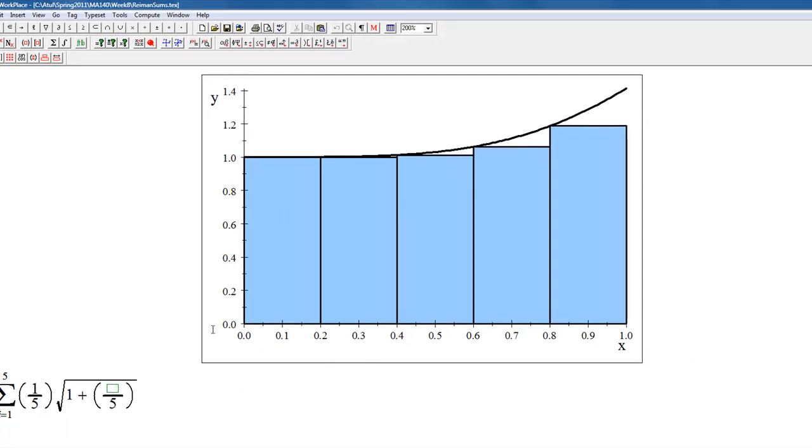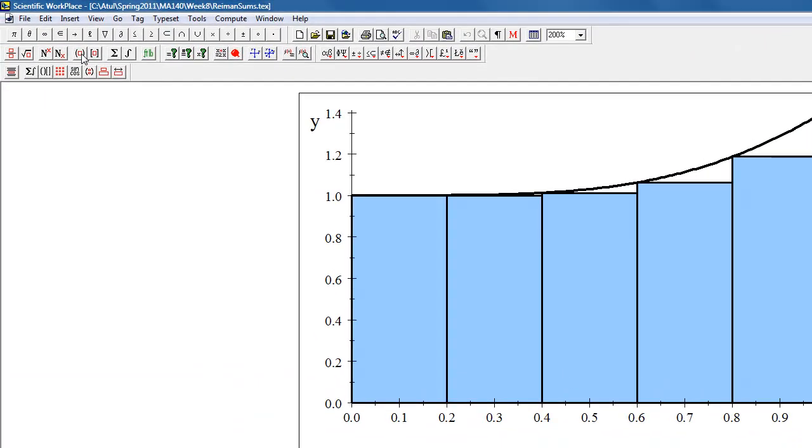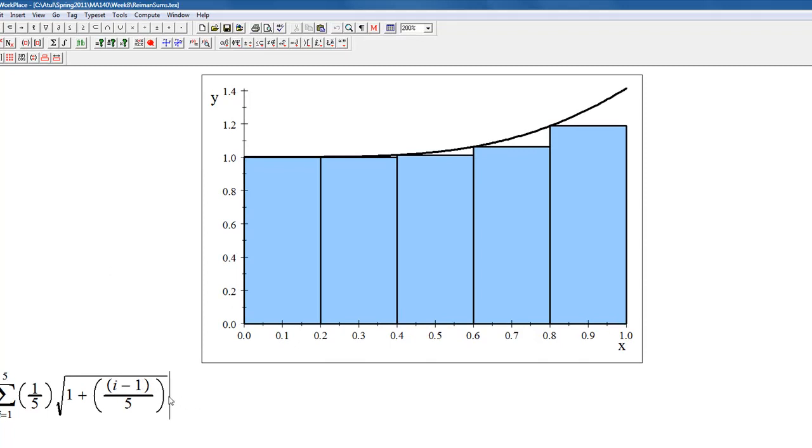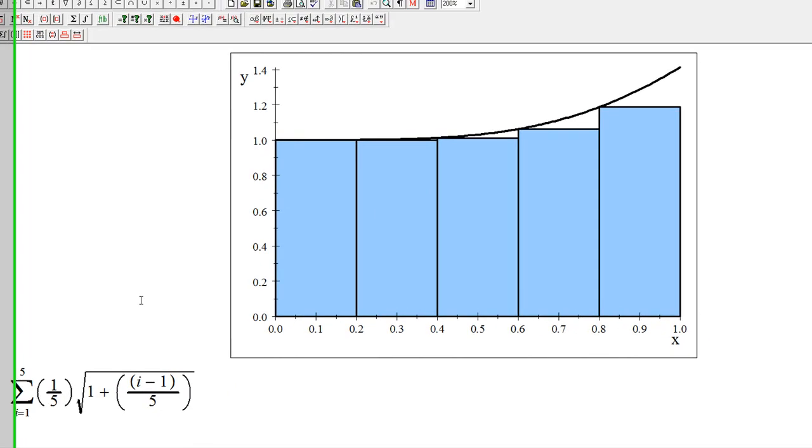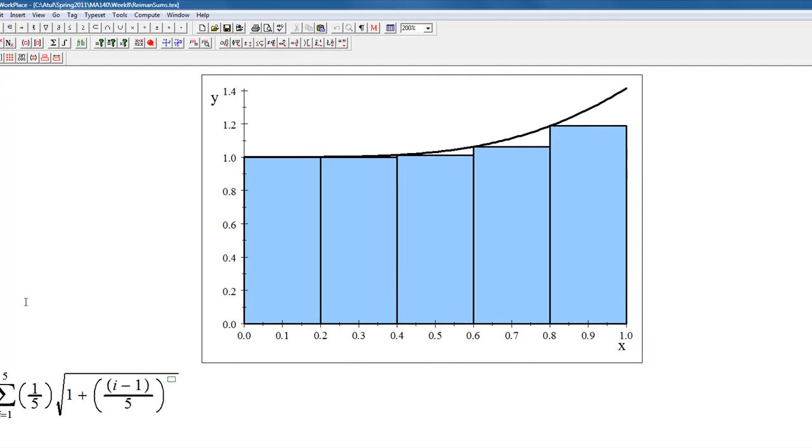Instead of starting at point 2, which is 1 times 1/5, we are starting where? At 0. So we just have to put a slight modification here, that we can say this is i minus 1 over 5. So that way, when i is 1, this is 0. When i is 5, then this is 4 over 5. That is 0.8, the area of this rightmost rectangle. Okay, and let's put power 4 here.